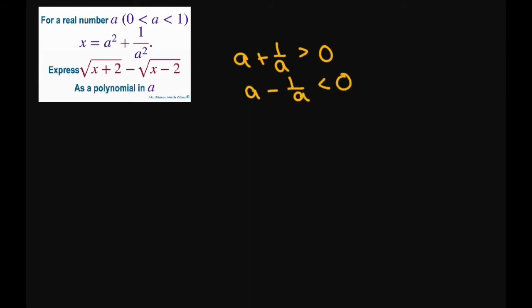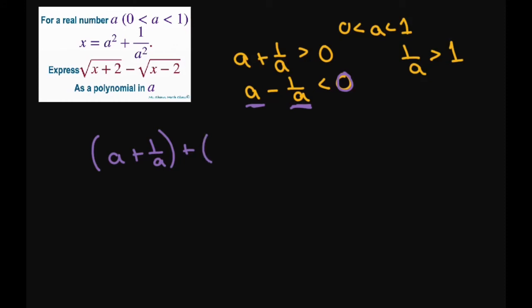And again, that's because my a is in between 0 and 1, and my 1 divided by a is greater than 1. All right, so if this is bigger than this number, then this is going to be a negative. All right, so now we have this equals a plus 1 divided by a plus a minus 1 divided by a. And if you simplify this, you get 2a plus 1 divided by a minus 1 divided by a. So our final answer is just going to be 2a.